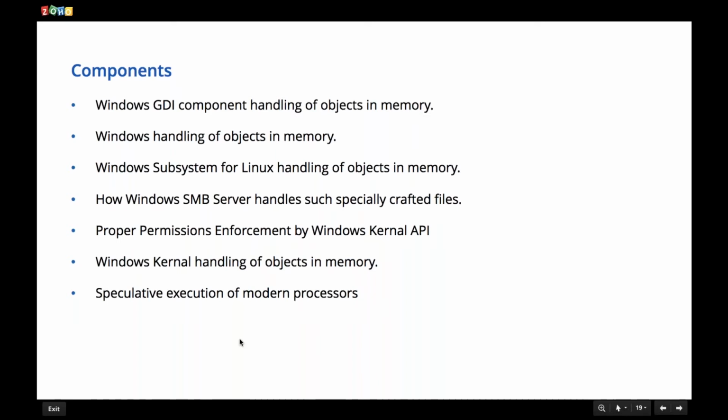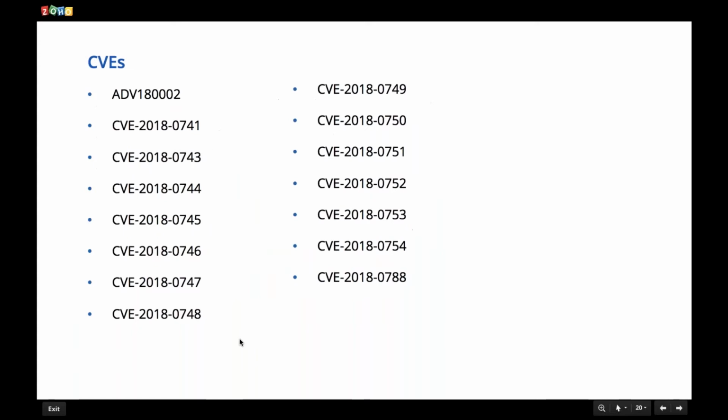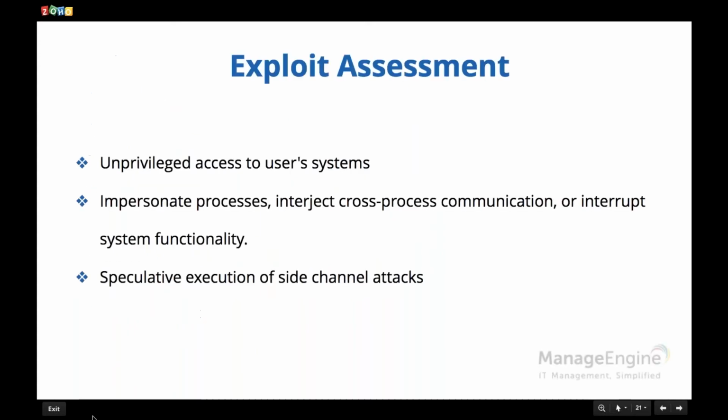And this time with respect to Windows, there are a lot of elevation of privilege vulnerabilities. For example, you have an elevation of privilege vulnerability existing in Windows Subsystem for Linux, one in Windows SMB server, and even another elevation of privilege vulnerability in the Windows kernel API. So this time your Windows comes with a lot of elevation of privilege vulnerabilities.